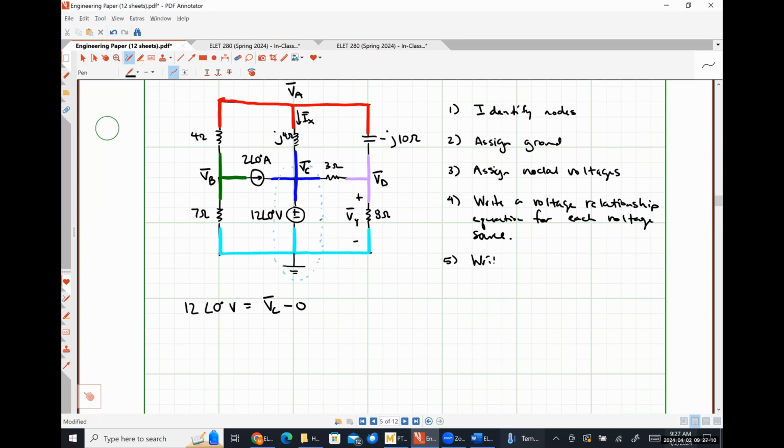So here's my step 5. Write a KCL equation for all supernodes that don't contain ground. For our circuit, there are literally none of those, so we're going to skip that step. And then step 6 is to write a KCL equation for all remaining nodes.